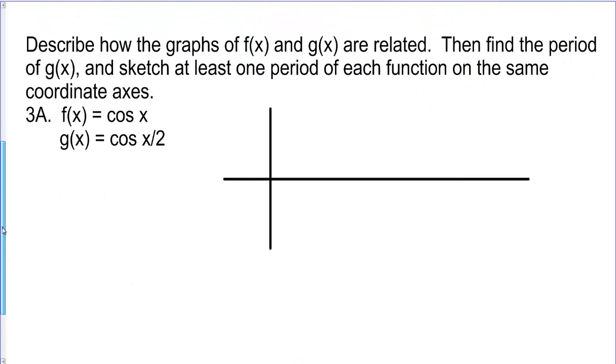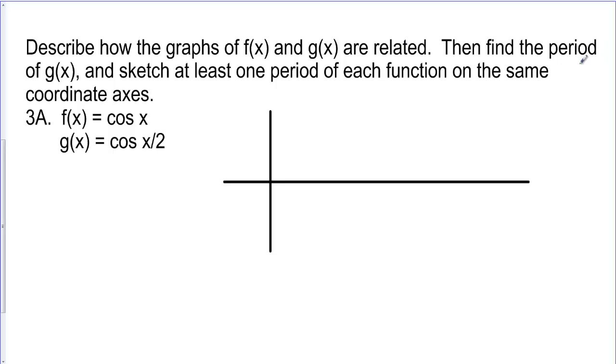Describe how the graphs of f and g are related, then find the period of g of x, and sketch at least one period of each function on the same coordinate axes. So we have cosine of x and cosine of x over 2. Well, the period of a trig function is 2 pi divided by what's in front of the x. And here we have 1/2 x. So we're taking 2 pi divided by 1/2. That's equal to 4 pi.